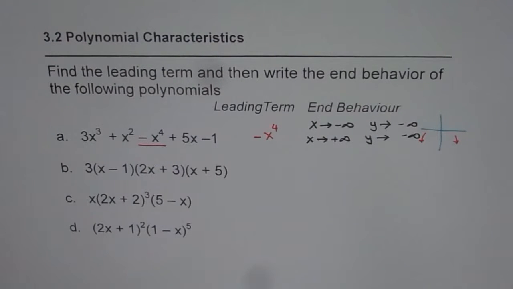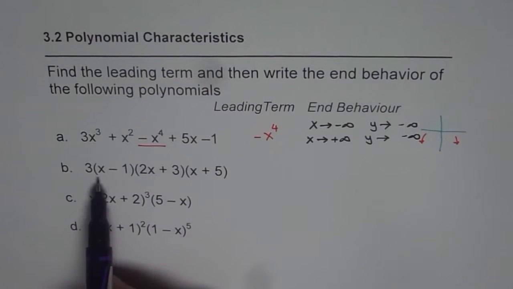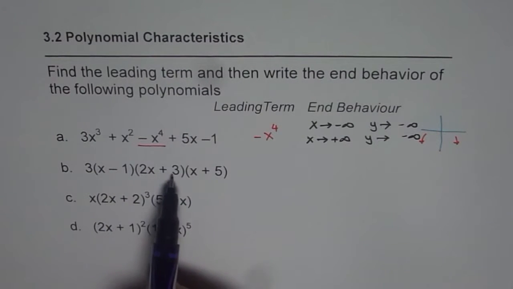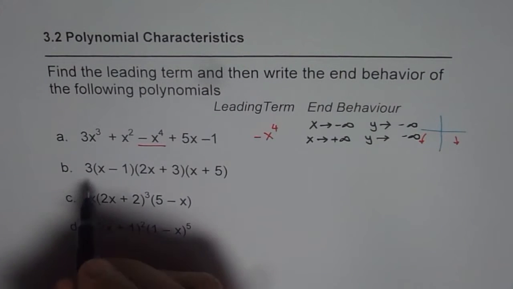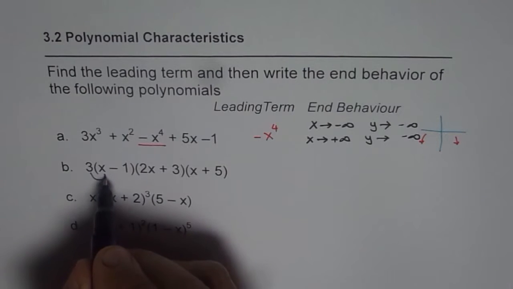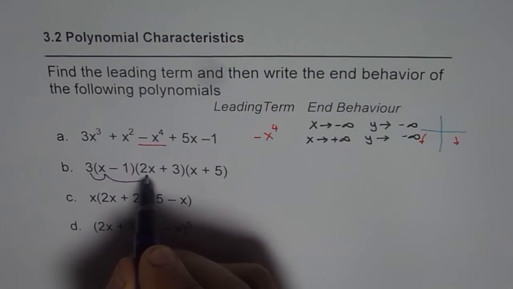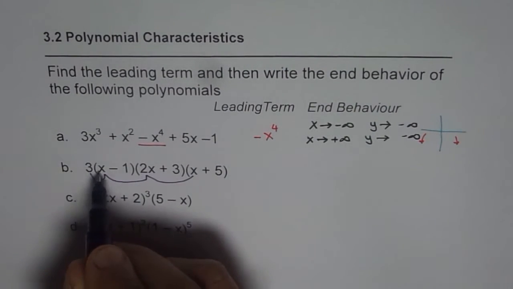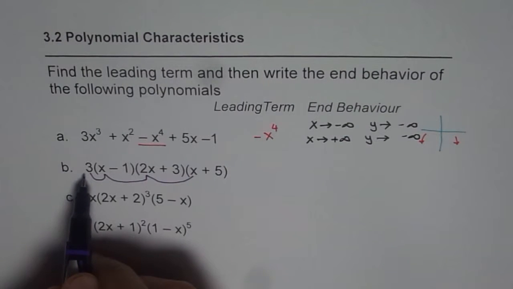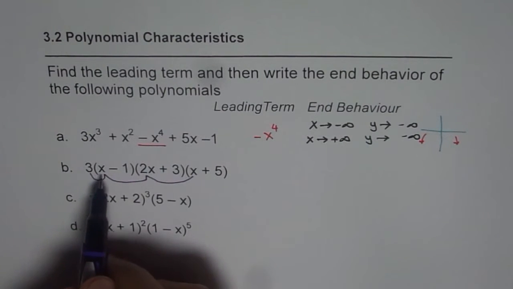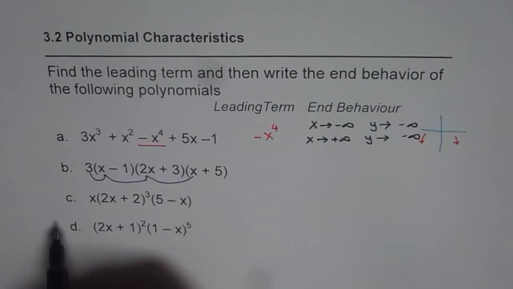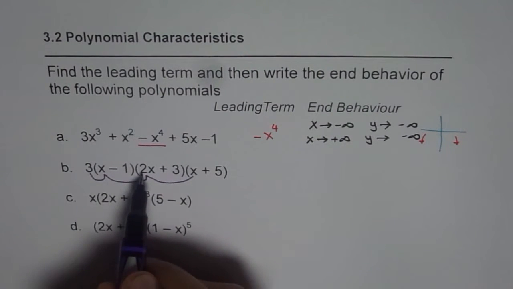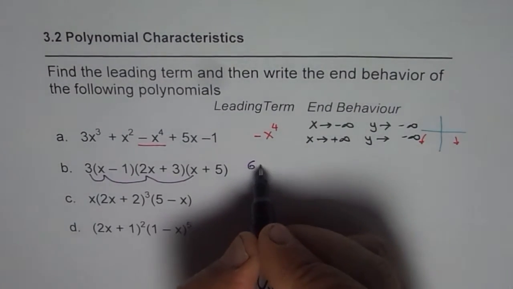Now let's look into the next one, which is 3 linear factors: 3 times (x minus 1) times (2x plus 3) times (x plus 5). What is the leading term? You get the leading term when you multiply all these x's with whatever is outside. So you get 3 times x times 2x times x. The x power is 1, 2, 3, and the coefficient is 3 times 2, which is 6. So we have 6x cubed.